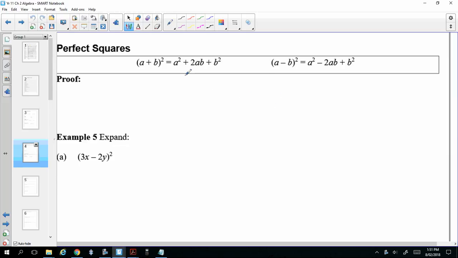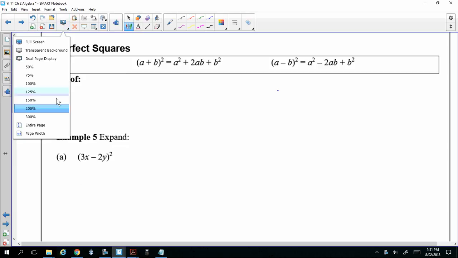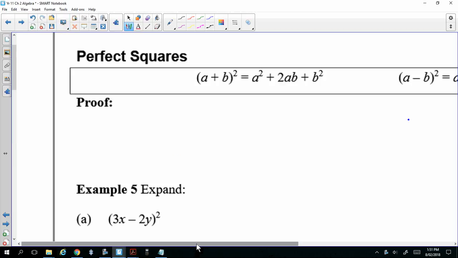Alright, in this lesson you're going to learn about perfect squares. So perfect squares are these two formulas. We're going to prove it. These are called perfect squares because it's something squared.